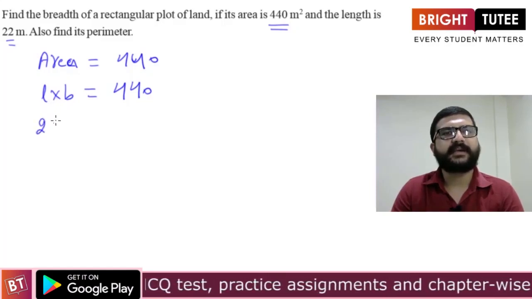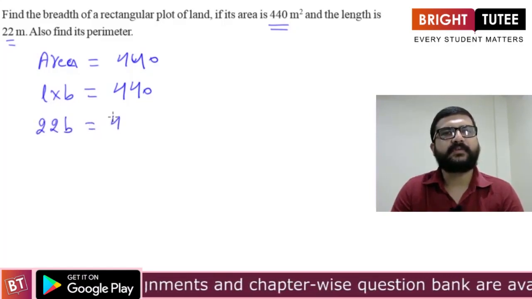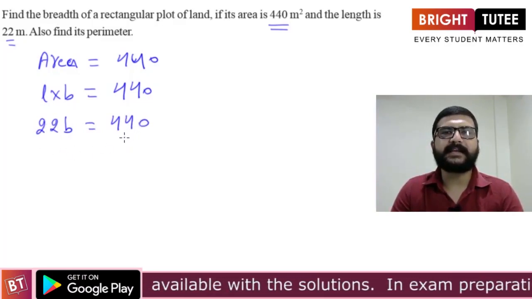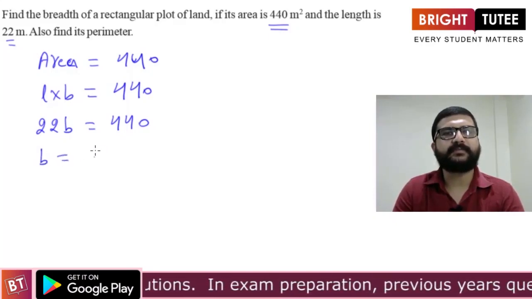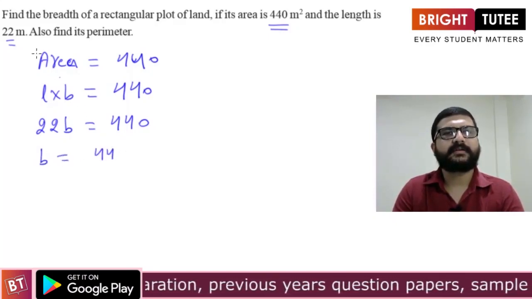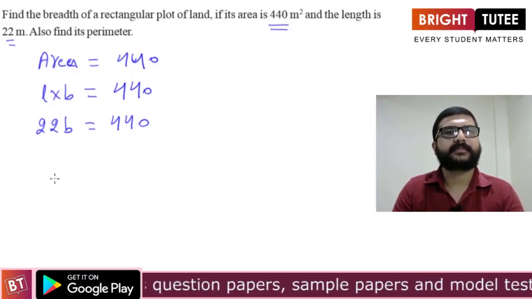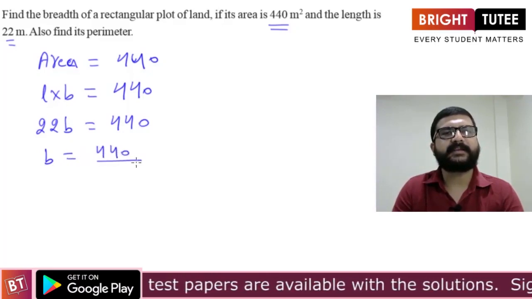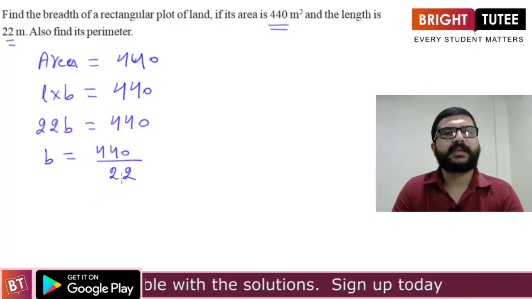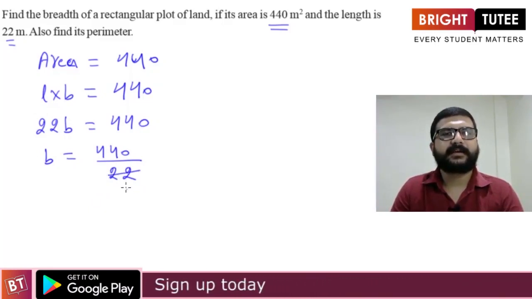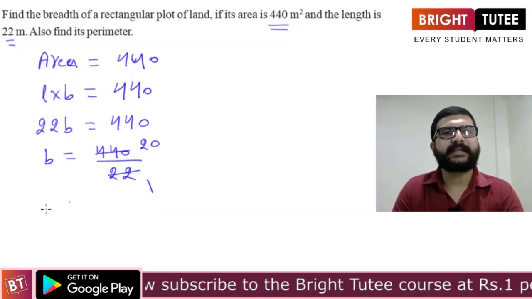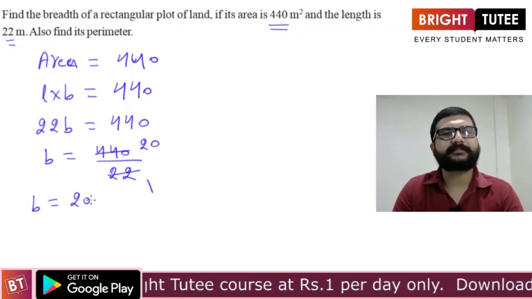So this becomes 22B is equal to 440. Now we can transpose this 22 on the right side of the equation. So this gives B is equal to 440 divided by 22. Now we can simplify this. 22 ones are 22. 22 into 20 will give us 440. So we are getting breadth as 20 meters.